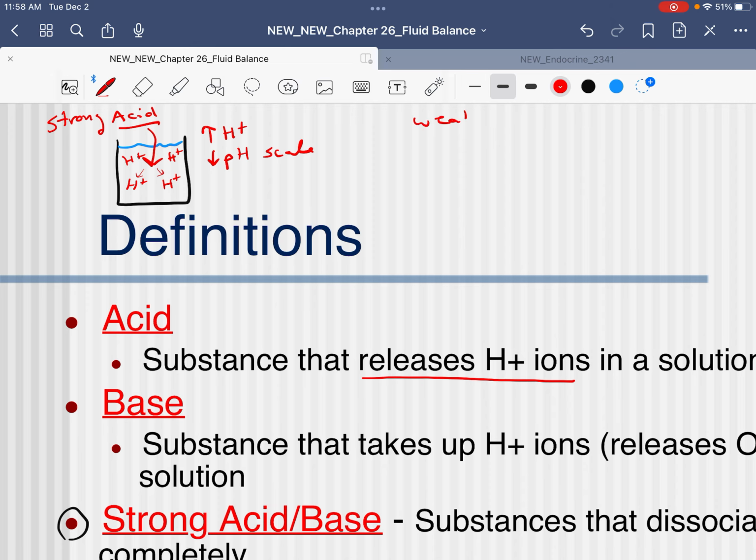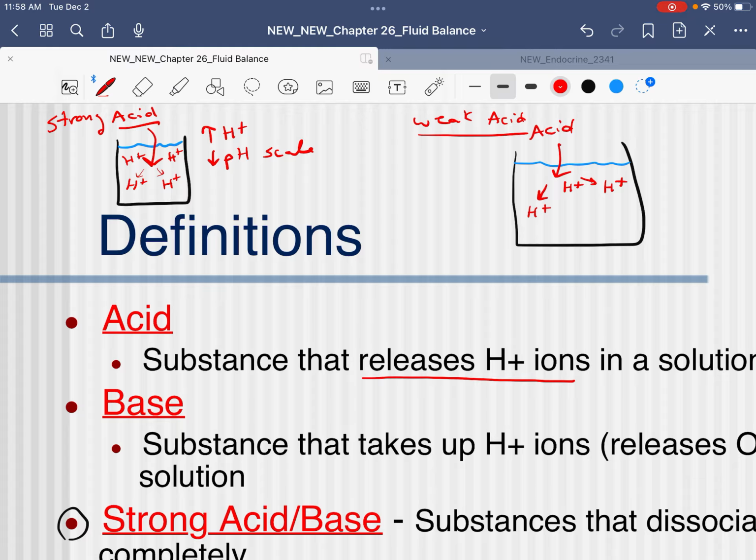For comparison's sake, let's draw what a weak acid might look like. Now, an acid, no matter what it is, is still going to release hydrogen ions into a solution. What makes it a weak acid is that the hydrogen ions do not spread out completely and evenly.